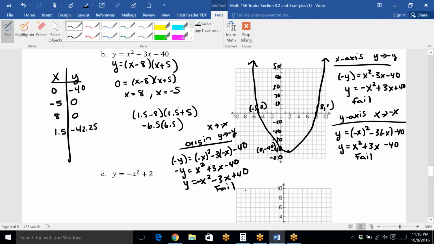Now remember, I told you on your test, you're not going to have to do the symmetry test. It's good to know what they are because they actually relate to even and odd functions, which is something we cover a little bit later. But you'll have a picture in front of you, and you just have to tell me what type of folding symmetry it has.